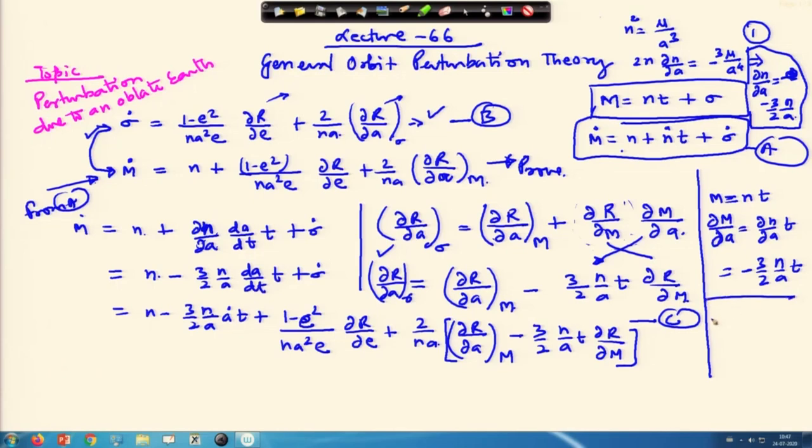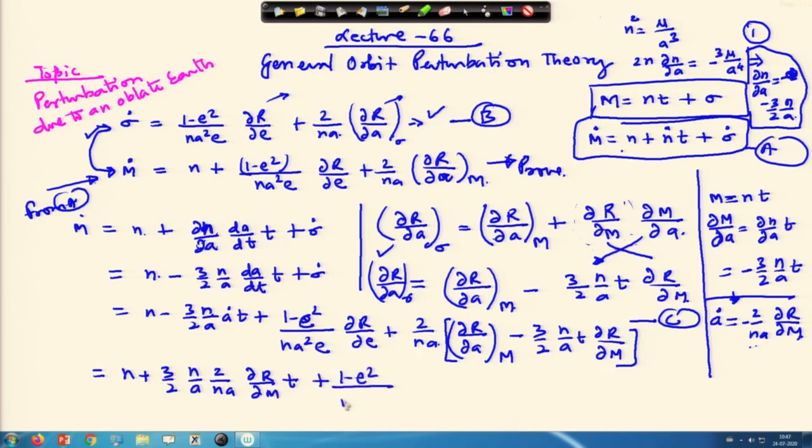Also, we know that a dot is the quantity we have already derived, minus 2 divided by n a dou r by dou m. This we derived earlier in the perturbation equations, the Lagrange planetary equations. So, in that we have derived this quantity. So, we insert that n minus 3 by 2 n by a, and this is minus 2 by n a. So, this gets plus 2 n a dou r by dou m t plus 1 minus e square.